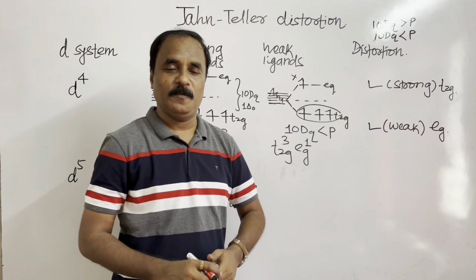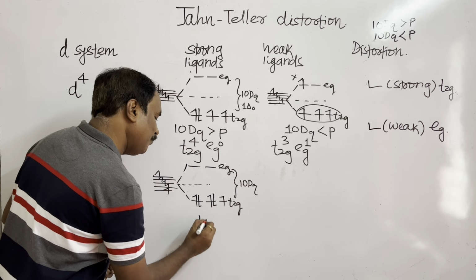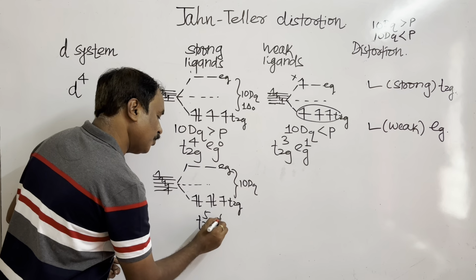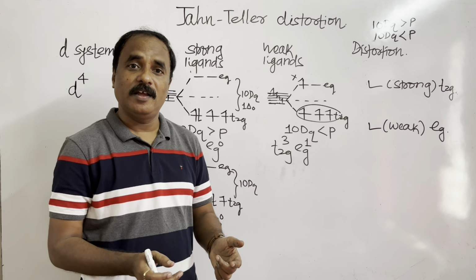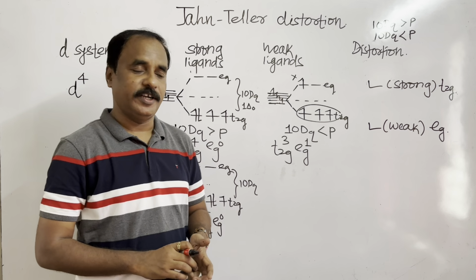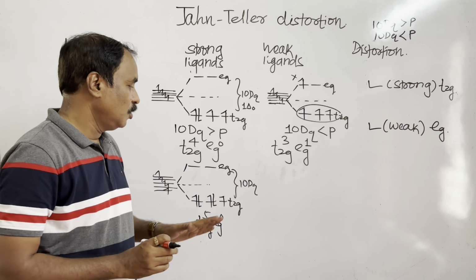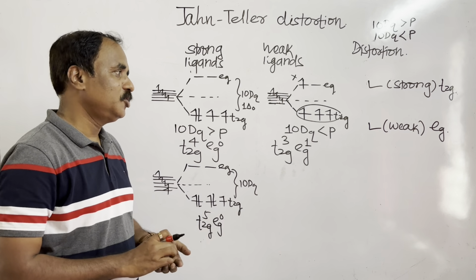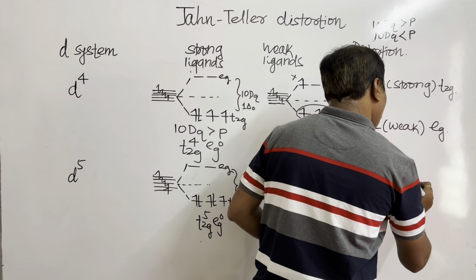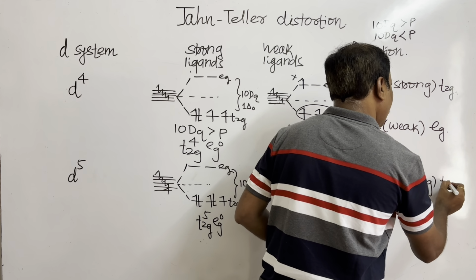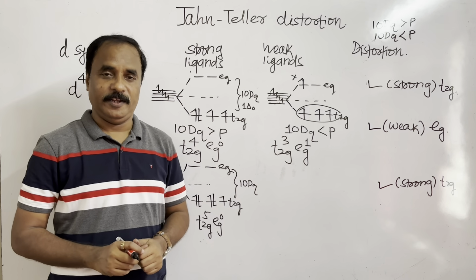Eg vacant hai. Now what is the electronic configuration here? Electronic configuration T2G5, Eg0. Now tell me, symmetrical hai, unsymmetrical hai? This is an unsymmetrical electronic configuration. T2G unsymmetrical hai. Eg electrons nahi hai. So forget about that Eg. So there will be distortion in geometry. Distortion in geometry when ligands are strong. And this is due to what? T2G. And T2G is responsible for a distortion in geometry.